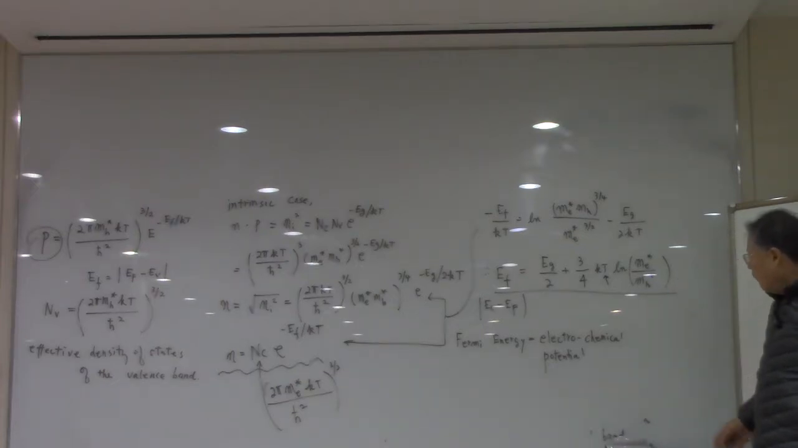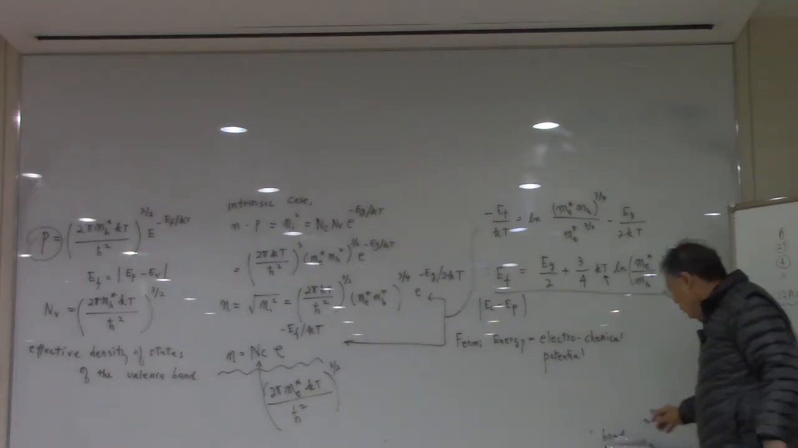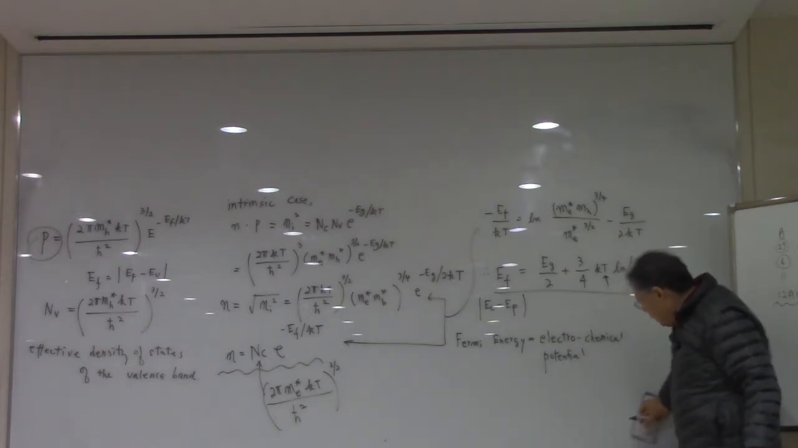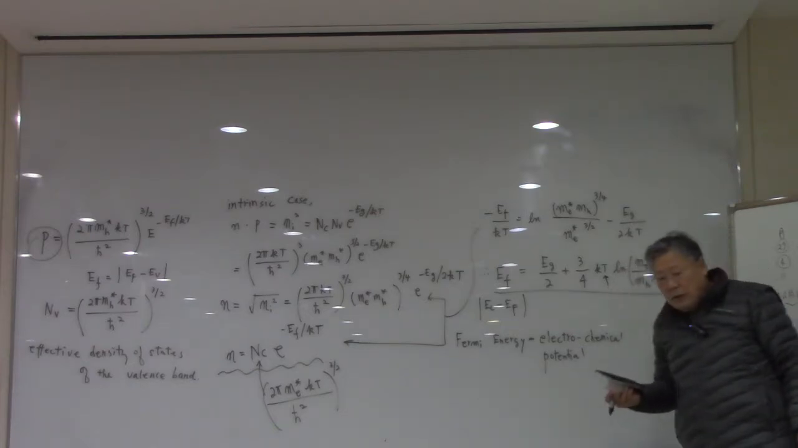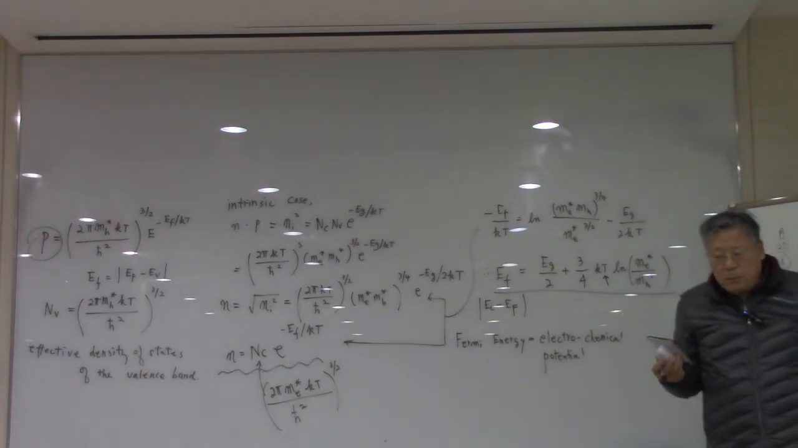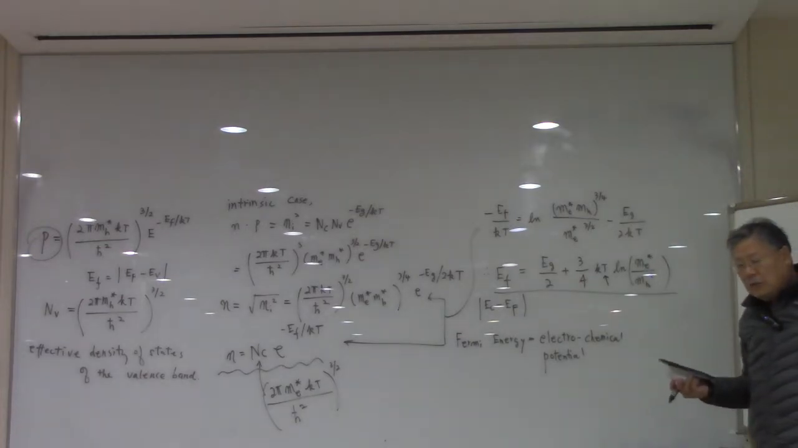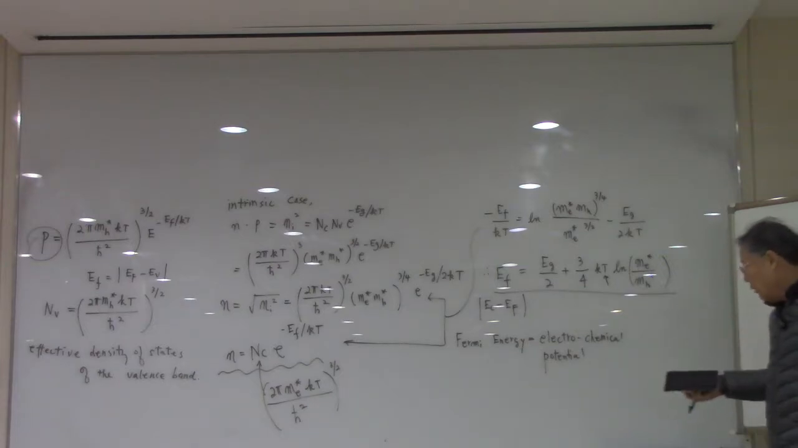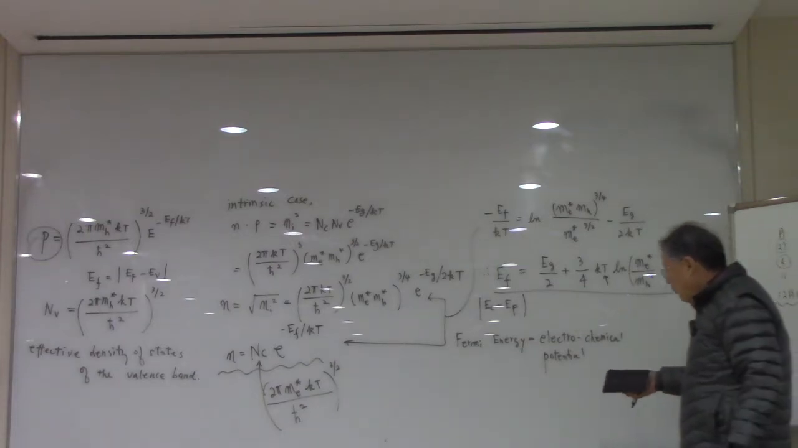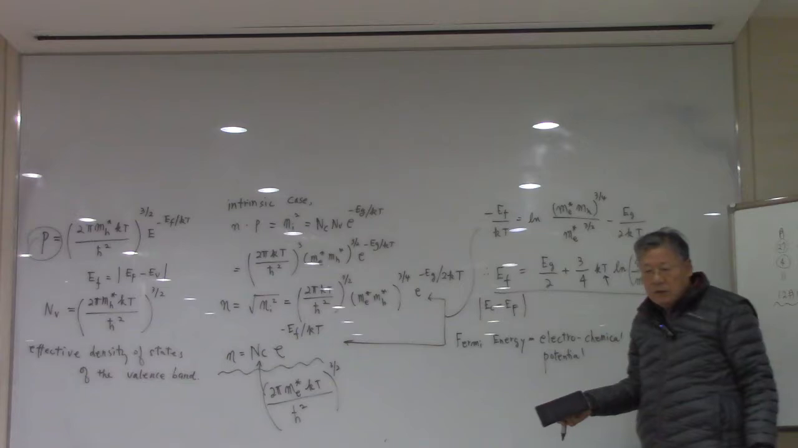Okay, if you want to express your potential energies, electrochemical potentials, in terms of the electronics, then you have to use the Fermi energy.